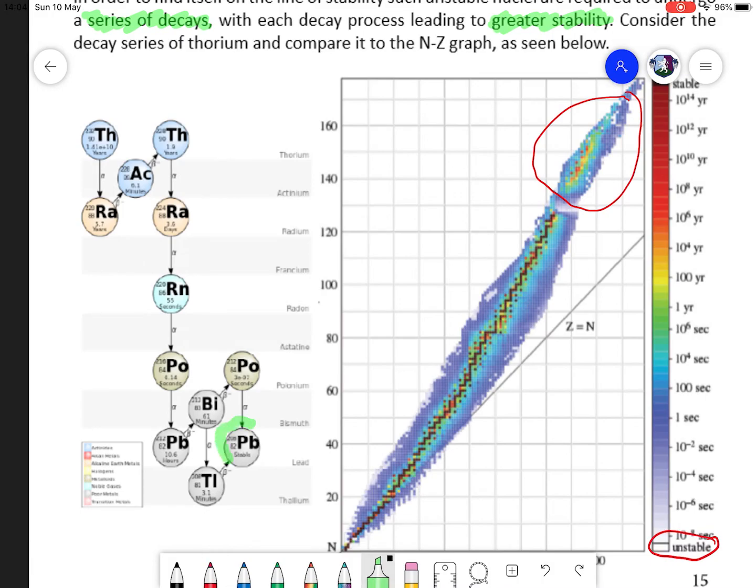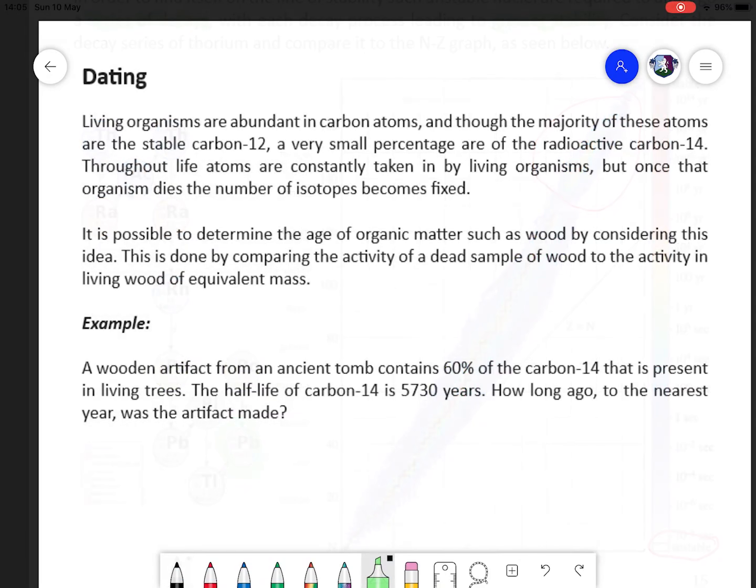So it is a very long process. Some of these decays will take an incredibly long amount of time, others very little time. So it's sometimes very hard to determine what originally might have been present in a substance if it has gone through a chain like this.